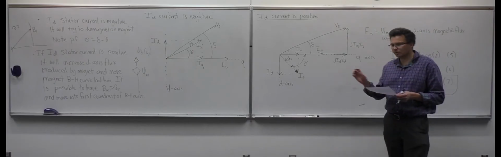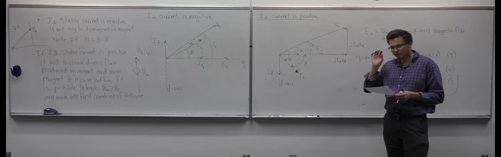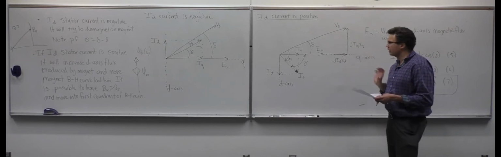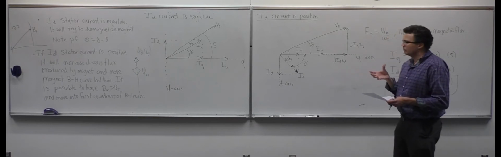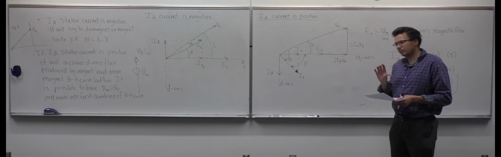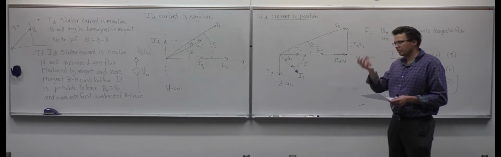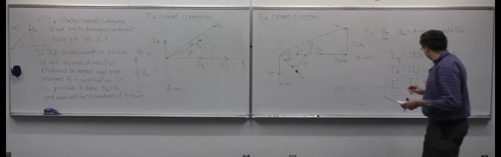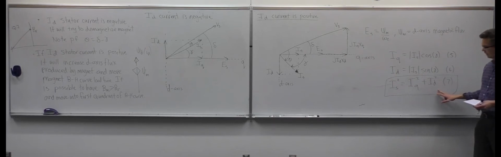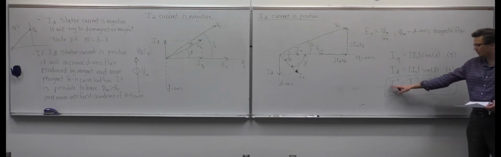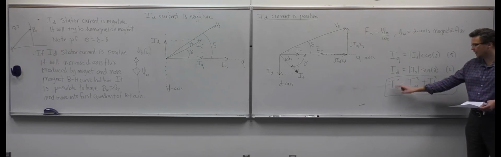So what I want to do now is try to define what the voltage limit and the current limit are for the machine, because that will give us the operating region. And this equation here that I highlighted is the current limit, because the amount of D current that we can apply can't be more than the total IS current. There's a limit.